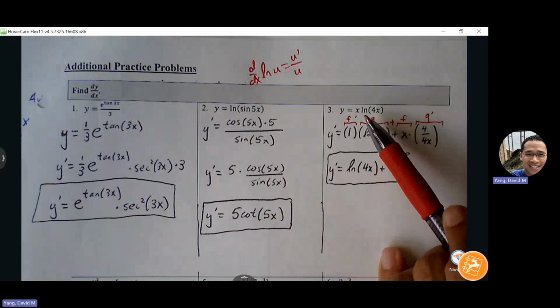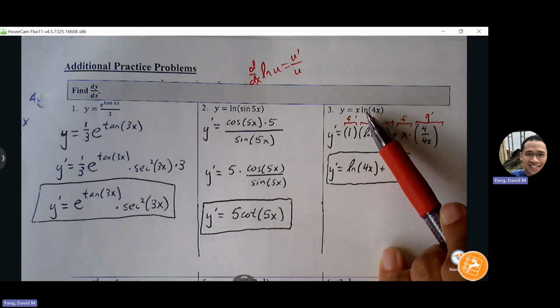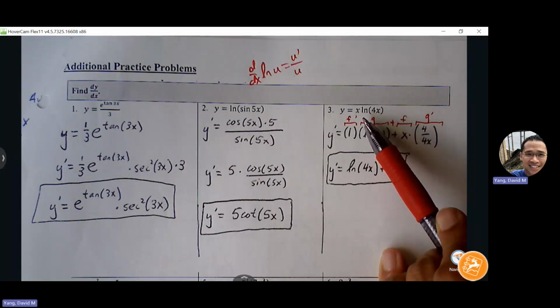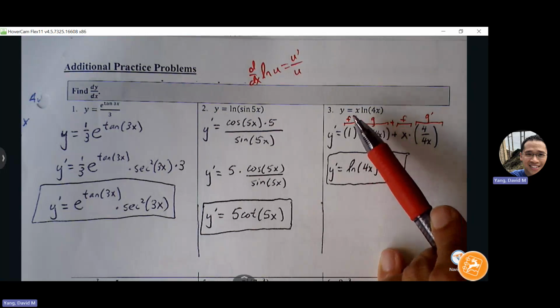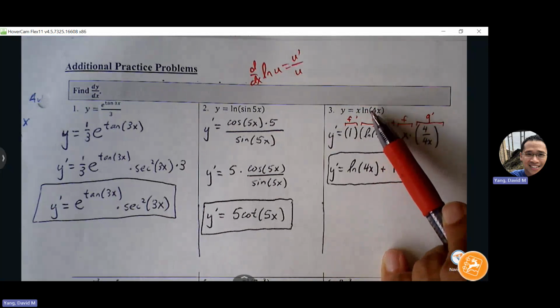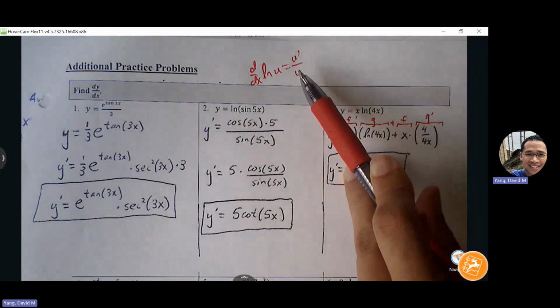For number 3 here, we have to recognize there are a need for product rule. X and natural log of 4x are obviously connected by multiplication. We can't merge it into one term. They're treated as separate. So we got to do f prime g plus fg prime. Every time you see natural log of u, you can just do u prime over u.